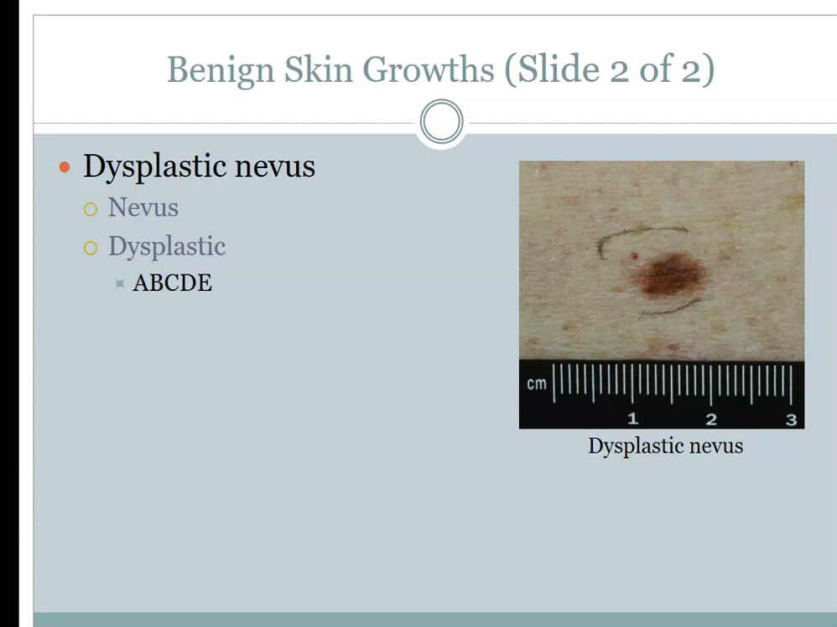further evaluation. A equals symmetry, which is abnormal, uneven shape. B equals borders, irregular. C equals color, any change in the color. D is diameter, greater than 6 millimeters. And E equals elevation and any increase in size.